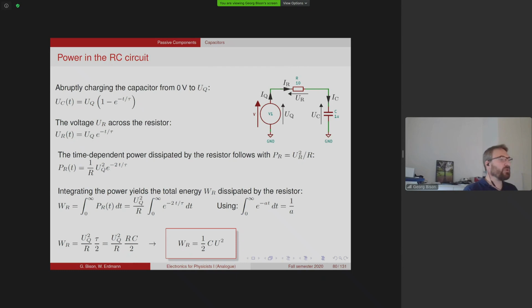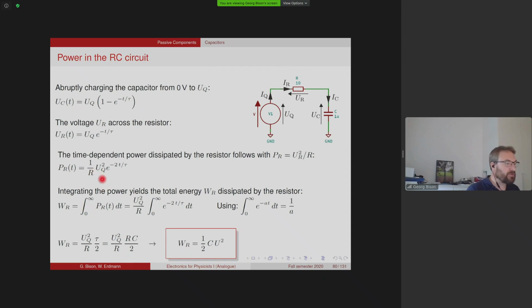And in order to get the power that is dissipated in the resistor, we need, of course, the power formula, which is, for example, voltage squared divided by resistance. It could also be current squared times resistance, but since we deal with voltages here, we take this one. And so we can write the time dependence of the power simply by squaring this and dividing by the resistor. Now, of course, in order to get the total energy, we have to integrate over the power, theoretically from 0 till infinite time.